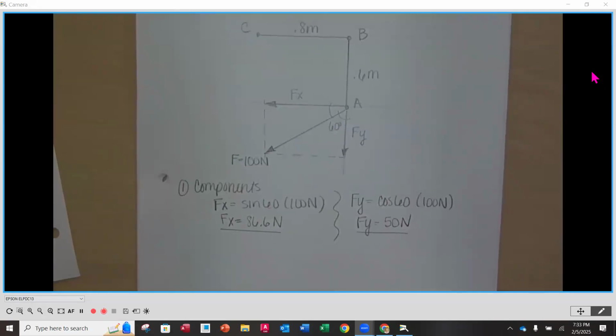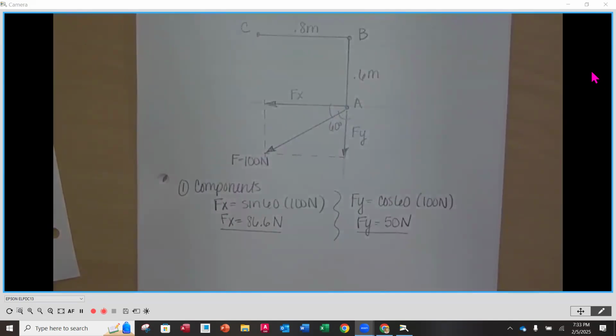Notice I didn't put the negatives in front of either one of these. Yes, they're pointing to the negative direction, but we see it the way that we have our arrowhead. So you don't have to put the positive or the negative in front of either one of these, and I actually discourage you to do that. Let the arrowhead give you your direction. So did everybody get Fx is 86.6 and Fy is 50 newtons?